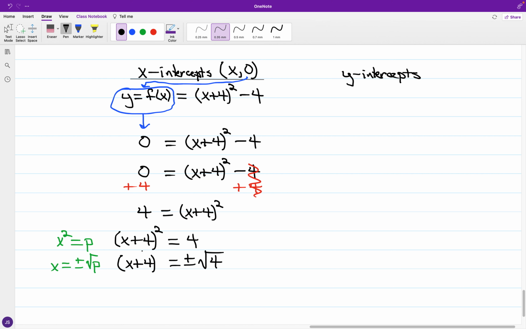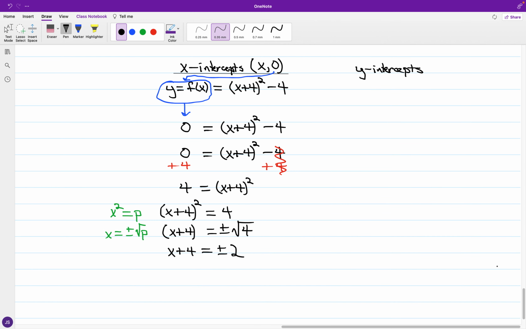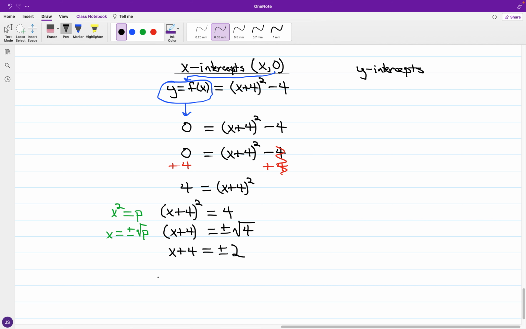Okay, so transitioning from the square of x plus 4 to x plus 4, this is equal to plus or minus the square root of 4, so this would be plus or minus 2. All right, and looking at solving for x, there will be two distinct values that we will arrive at for x. So at the one end, we have x plus 4 is equal to negative 2. At the other end, we have x plus 4 is equal to positive 2.